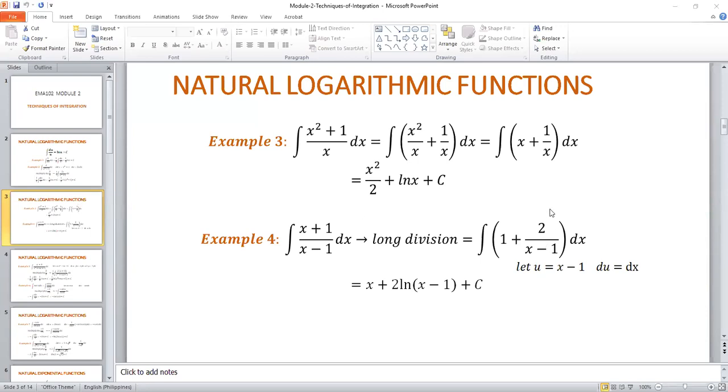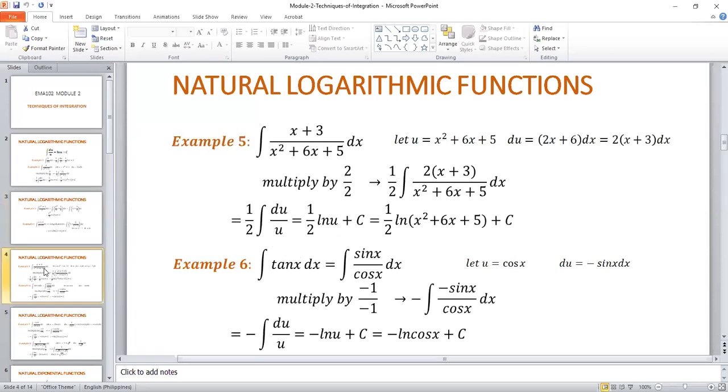We go to example 5. It's a rational expression, a fraction. The degree of the numerator is less than the degree of the denominator. So there's no need for you to divide. You only do division when the degree of the numerator is higher than or equal to that of the denominator.